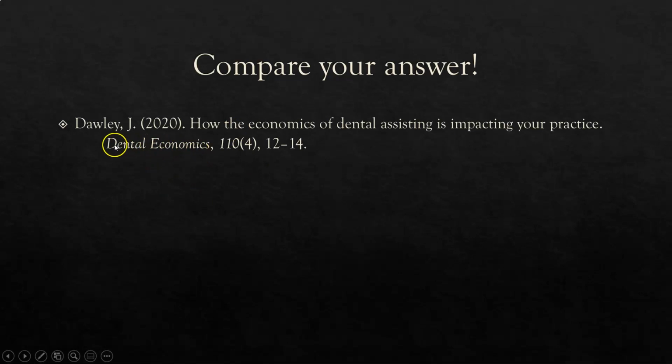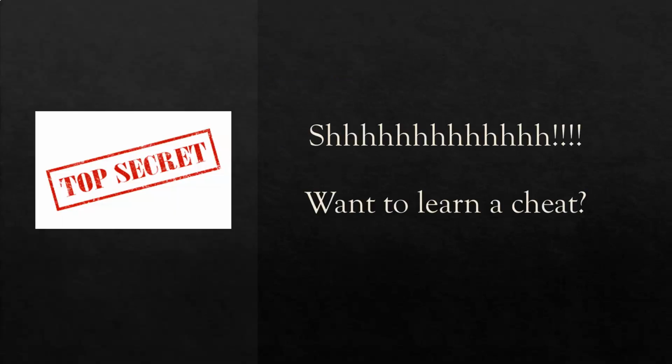You're then going to have the name of the journal, Dental Economics, with a capital D on dental and a capital E on economics, followed by a comma. The number 110 in italics, followed by a bracket without a space with the number 4 in it, close the bracket, comma, 12-14, period. Okay, good job. You've just done your first references entry for a journal article.